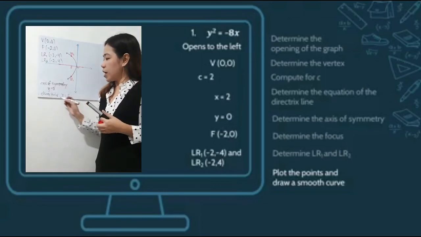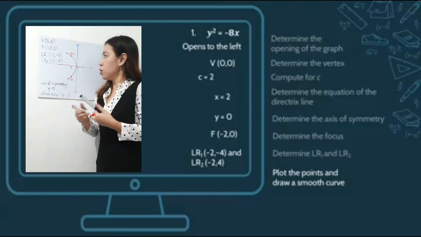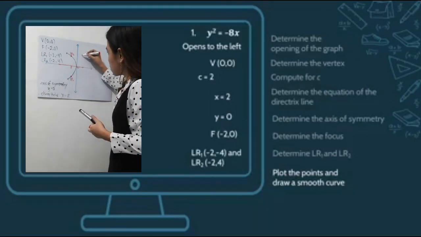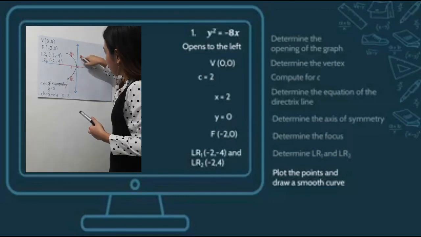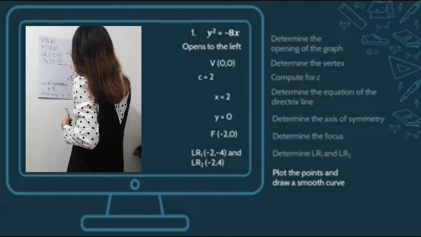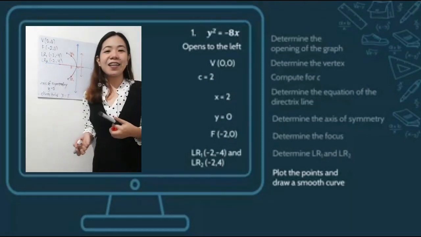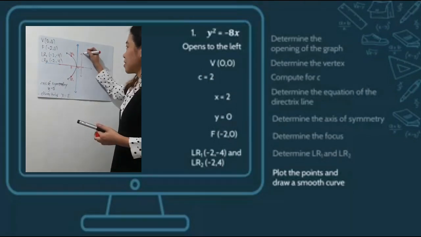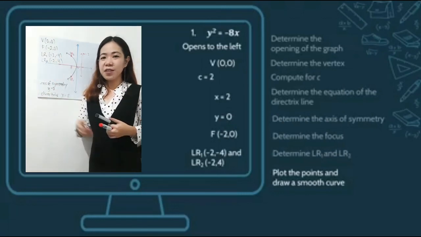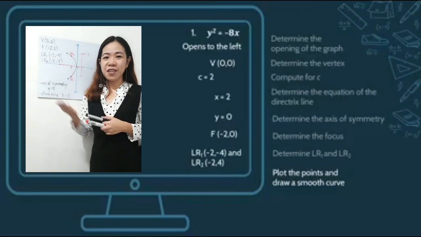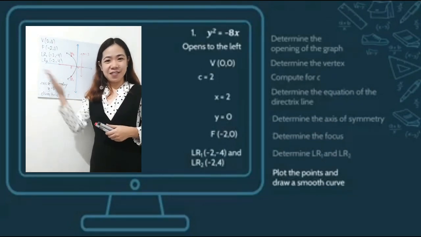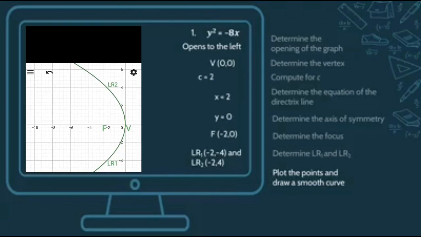And then lastly, we have the directrix x equals 2. That will be outside the curve. So +2 is on this side. Just draw a straight line, imagine that's a straight line. So we'll have x equals 2. And we are done. Now we have a better version of the graph of the given parabola with the equation y squared equals -8x.